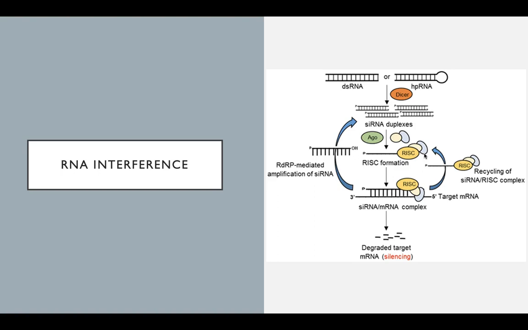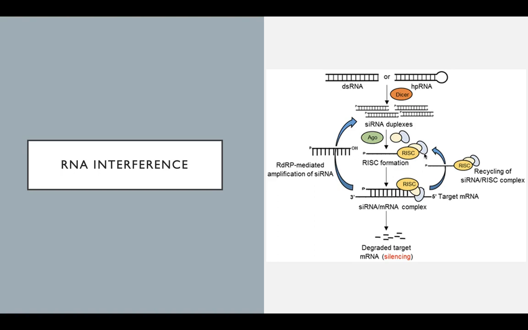RNAi is an extremely potent response and is believed to have evolved as a defense against viral infection because viruses are primarily the natural source for double-stranded RNA. RNAi is triggered by a double-stranded RNA, shown on the right. You start with a double-stranded RNA, and this is fully base paired, longer than 21 to 23 base pairs long.